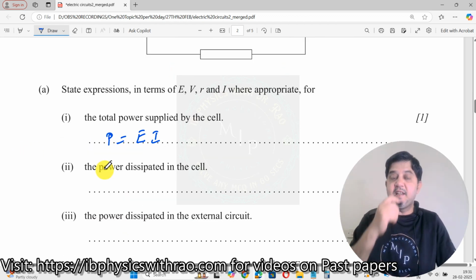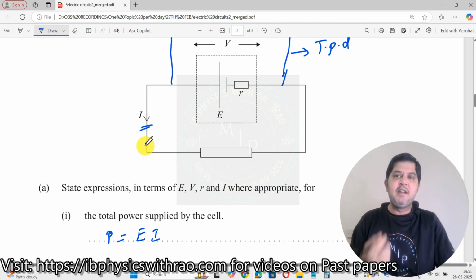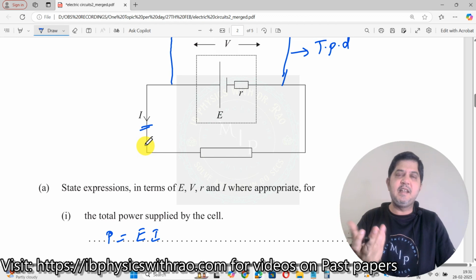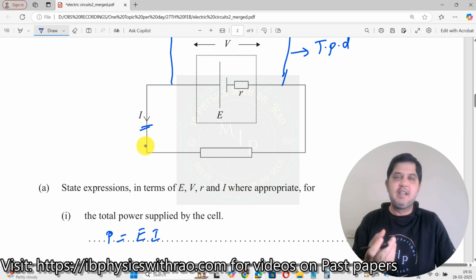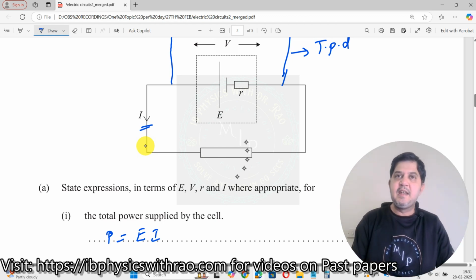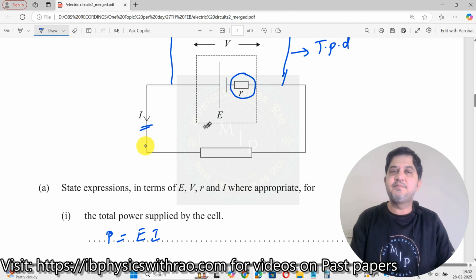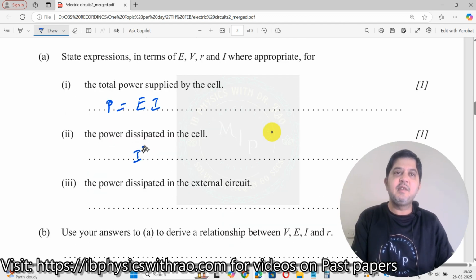Okay, now let us move on to the next one. The power dissipated in the cell. What is the power dissipated in the cell? So where does the power get dissipated? Dissipated means the power is getting lost, right? So does the power get dissipated in the battery? No, definitely not, because it's a reservoir of the energy. It is getting generated because of the chemical reactions that are happening over there. Now power can get dissipated over here. If I is the current passing through it, I squared times r will be the power dissipated over here. So I can now write this as I squared r.